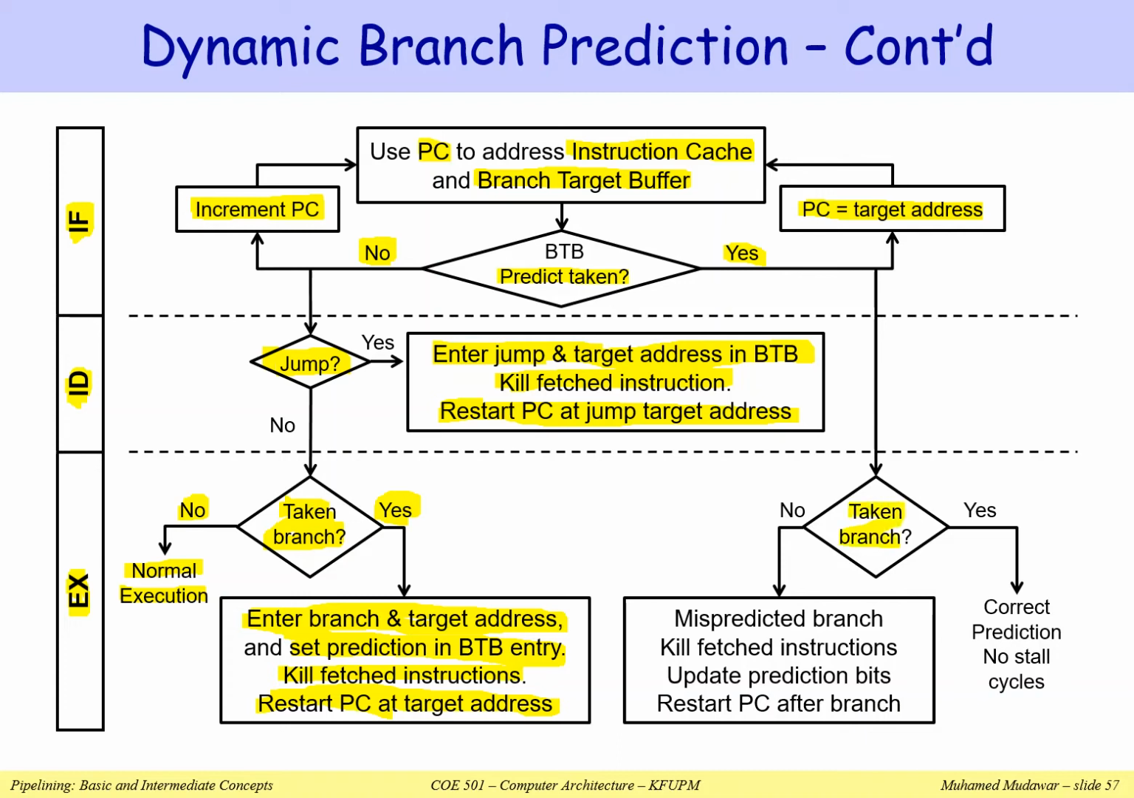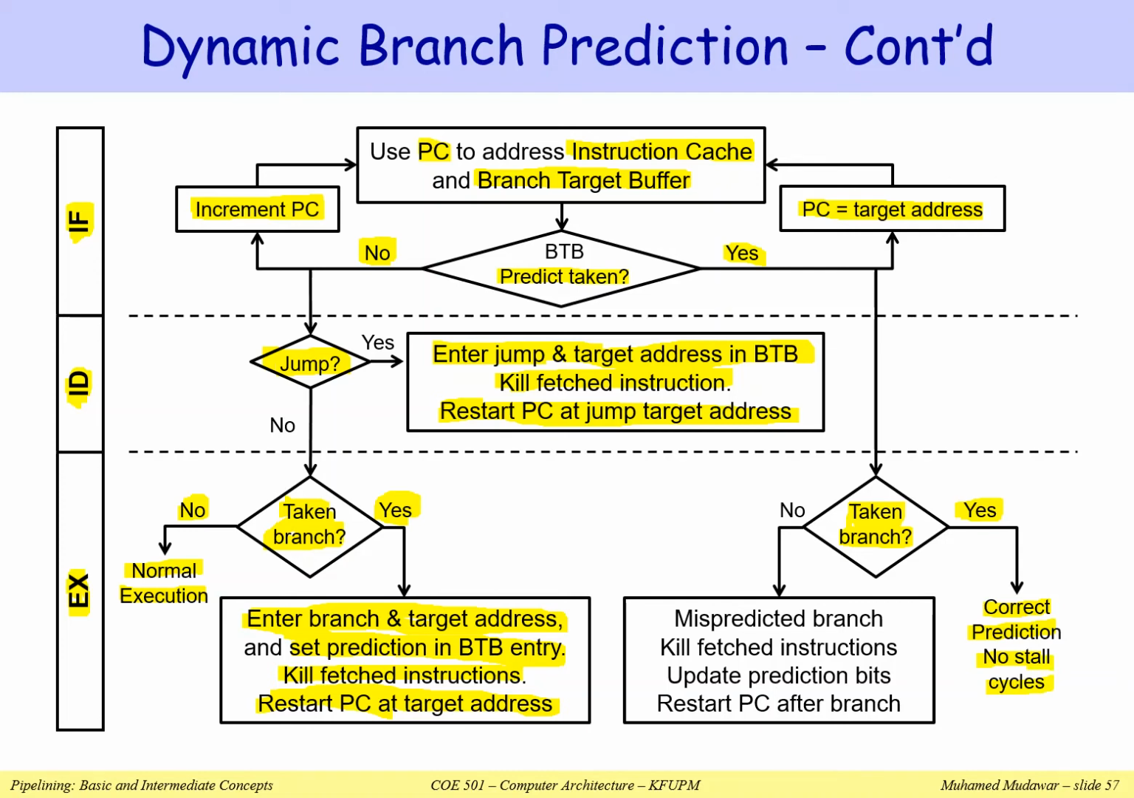Again, we have to check if the branch is taken or not. So we have to verify whether the prediction was correct or not. So we predicted in the first stage that the branch is taken. We have to verify this prediction. Now, if the prediction is correct, the branch is taken, then we have a correct prediction, and therefore there are no stall cycles, and we can continue normal execution of the program.